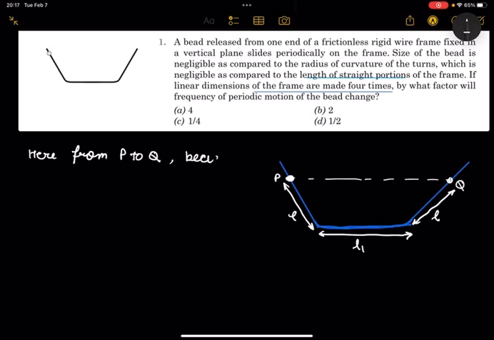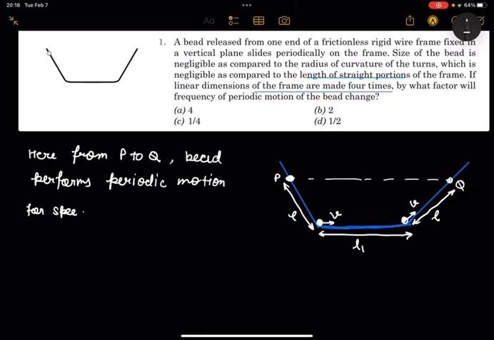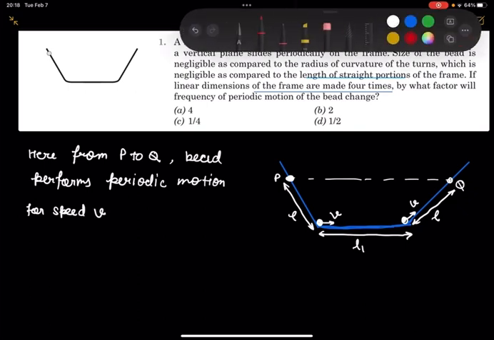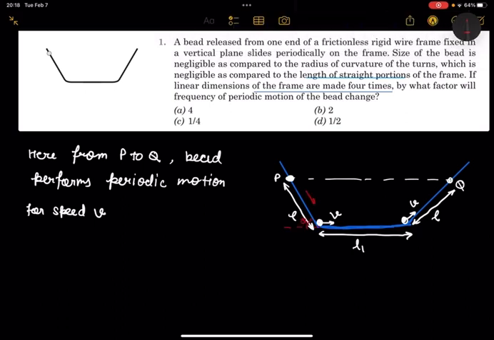First of all, from P to Q, the bead performs periodic motion. First I want to find the speed of the bead at this point, say V, and here it is also V because this is smooth, so it rises again with the speed V. If this angle is theta, then an acceleration g sine theta is acting, which is a constant acceleration. So v is equal to square root of 2 g L sine theta.